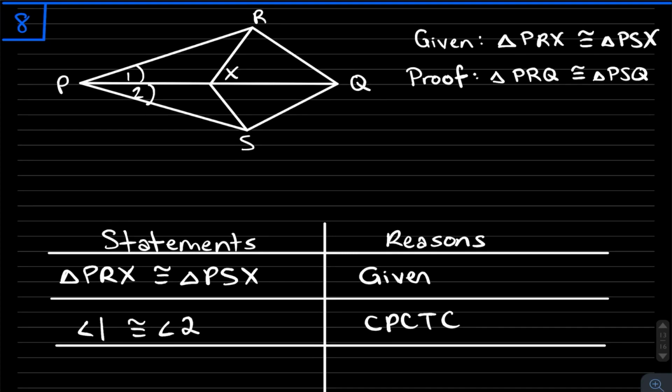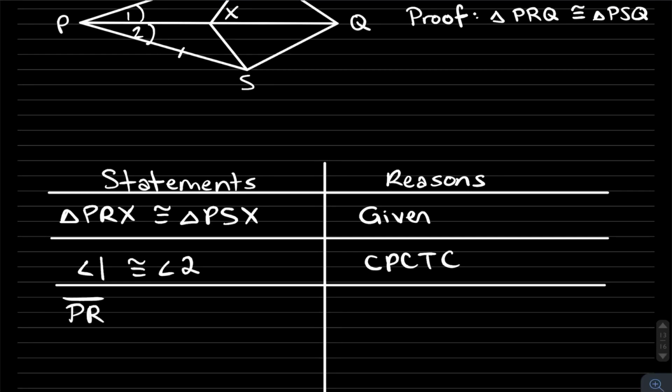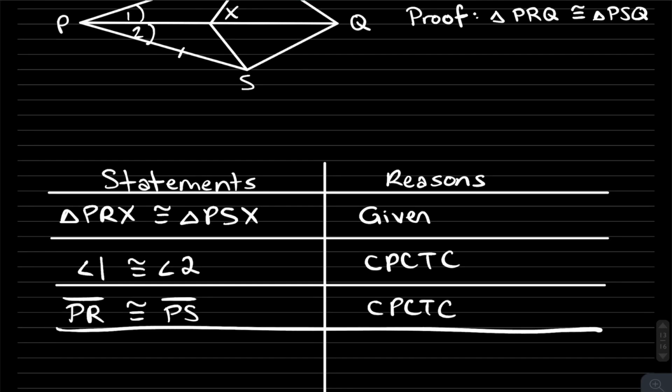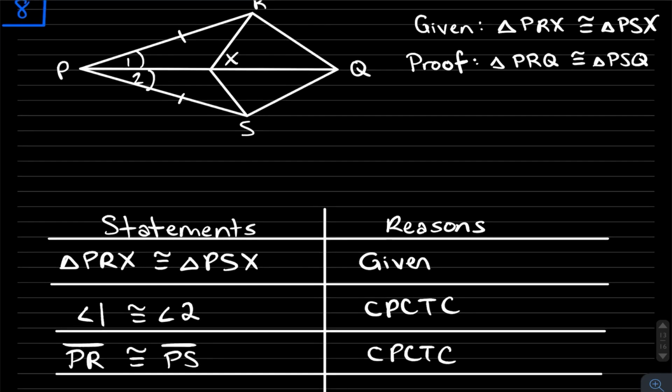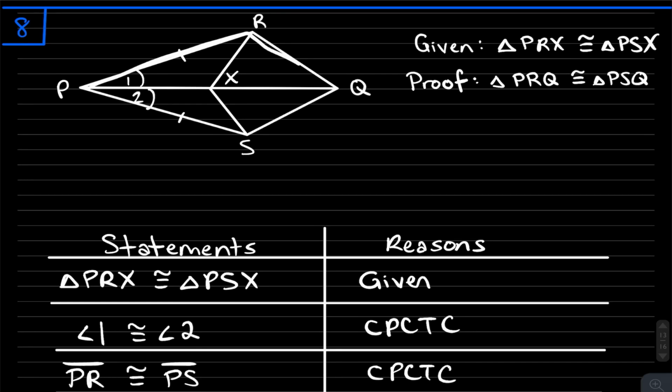Okay. What else? Well, let's go off again here. We know that PR is congruent to PS, right? That's also by CPCTC. Right? Hopefully that idea makes sense, right? These are just angles and sides in the triangles that we already know are congruent, right? But the important reason why I'm pointing these ones out is because they're shared with the big triangles, right? And if they're shared with the big triangles, they become of importance to us, right? So now we have an angle and a side of the big triangles.